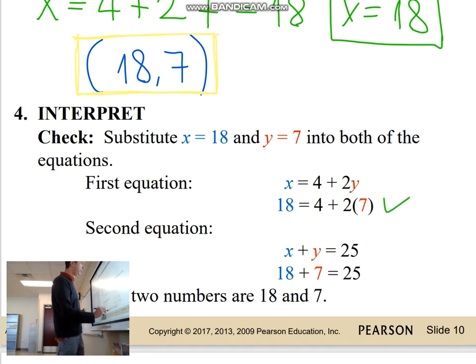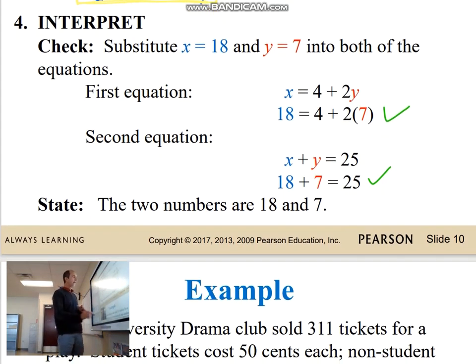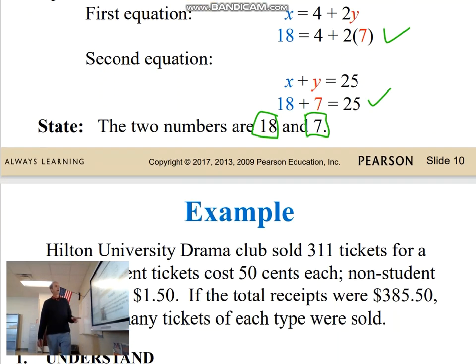So this is true. On the second equation, we're going to plug in the values and we'll say, yes, this is true. Then you can state the two numbers are 18 and 7. The two numbers that we're looking for are 18 and 7.